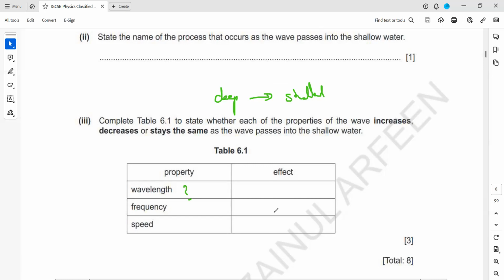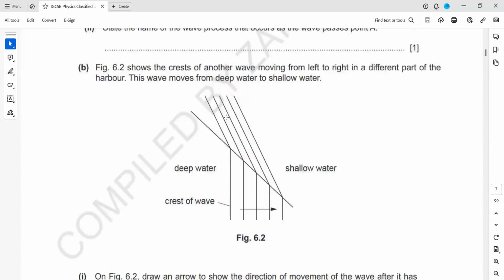How will you know it is 90 degrees? You have to use a protractor for that. For example, if I need 90 degrees, I place my protractor here, mark 90, and then draw the direction.